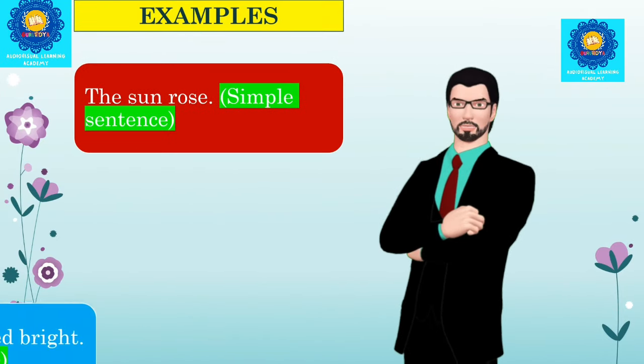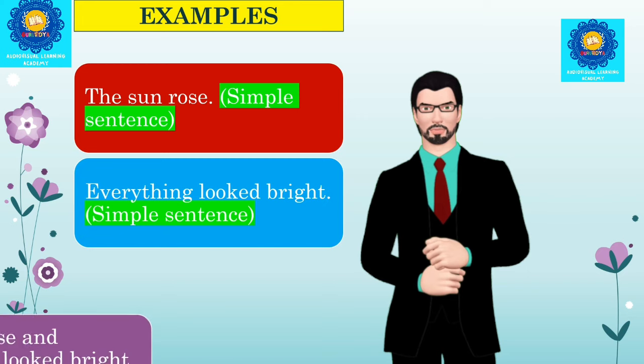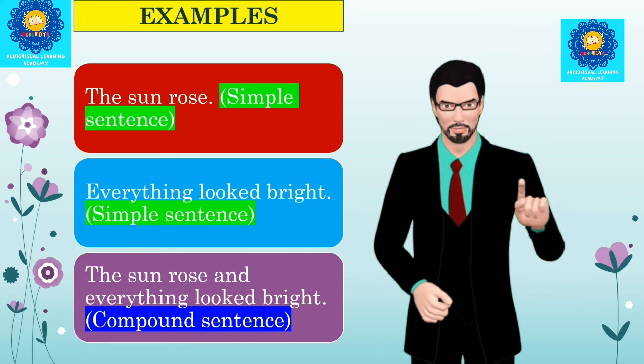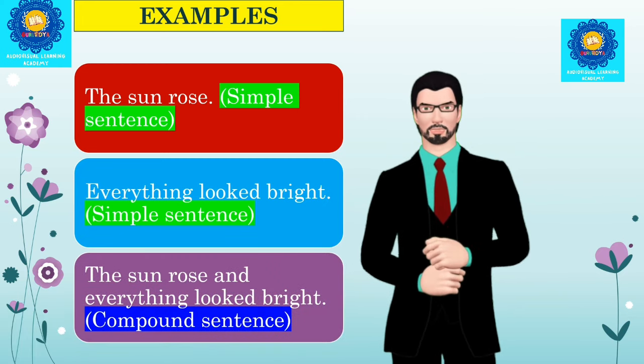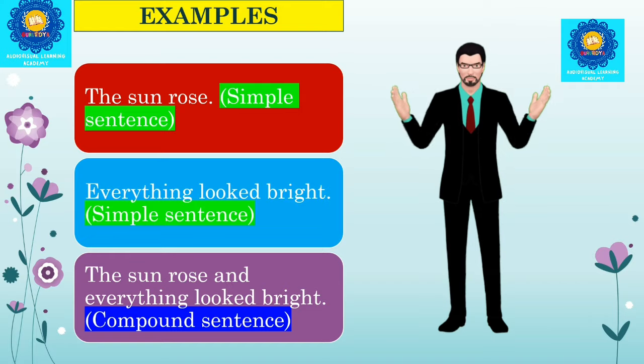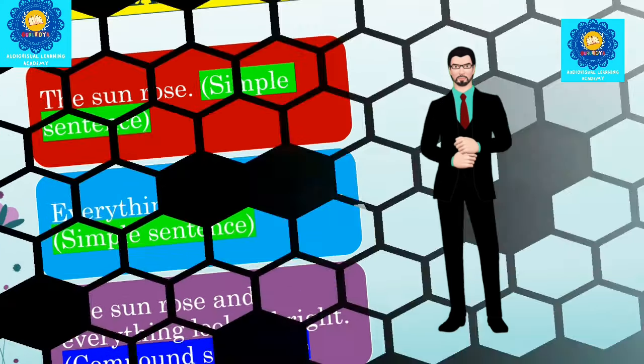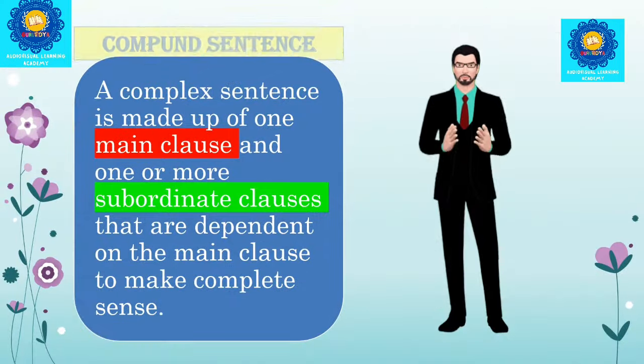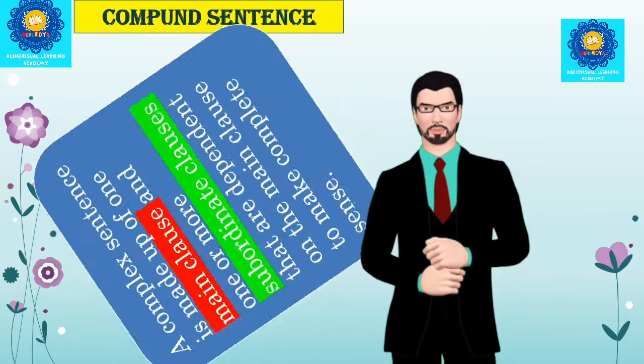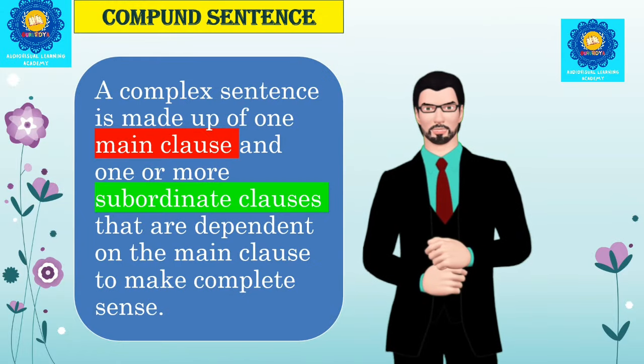The sun rose. Simple sentence. Everything looked bright. Simple sentence. The sun rose and everything looked bright. Compound sentence.